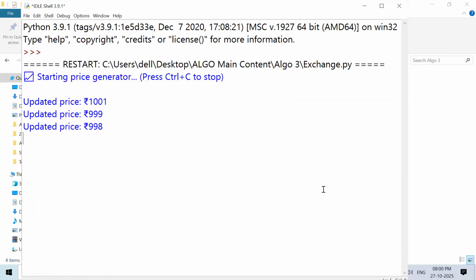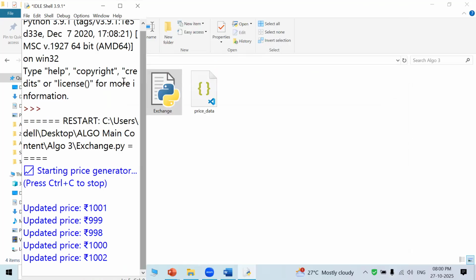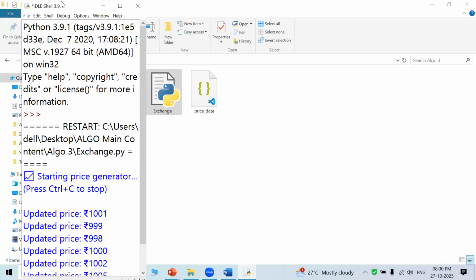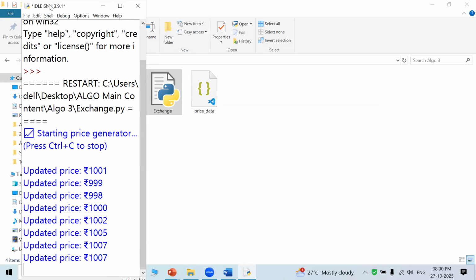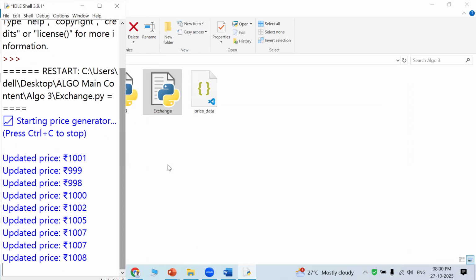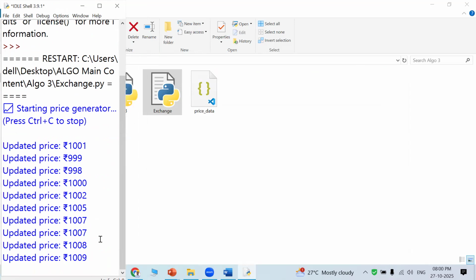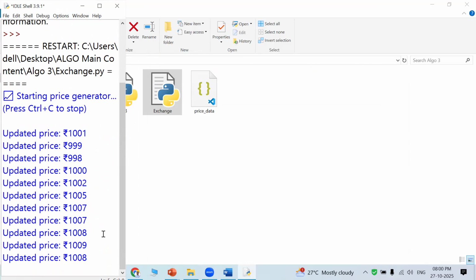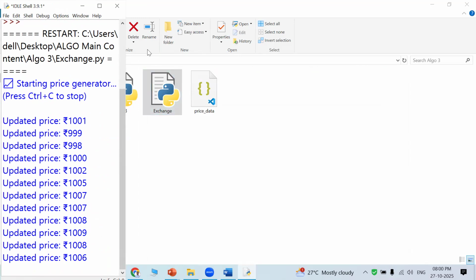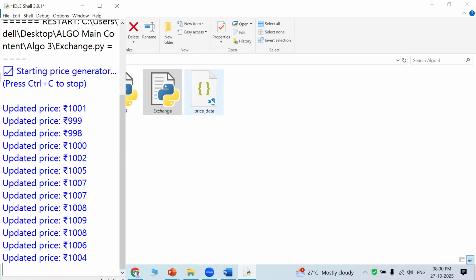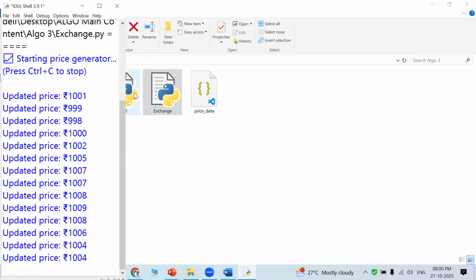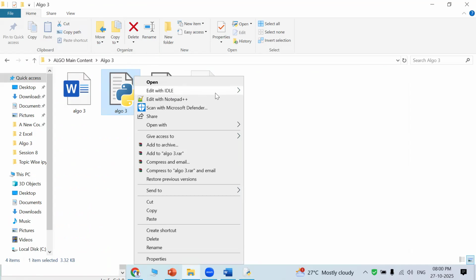This generation of the price is random, we don't have any control over it. It keeps on changing continuously. This is the price which is coming from the exchange, and the price is continuously updating automatically. This price then automatically gets saved into this JSON file. Now I'll come to the next file, and that next file is ALGO.